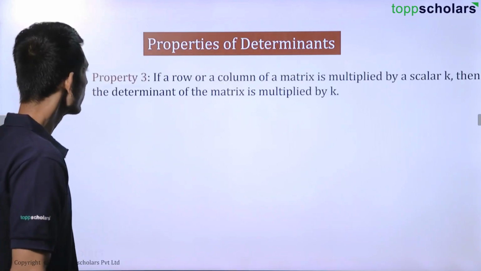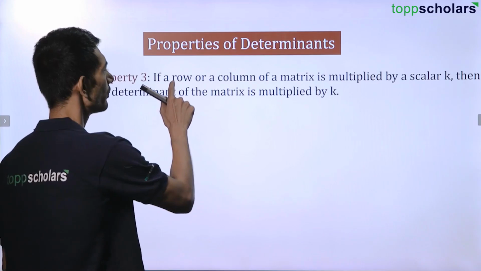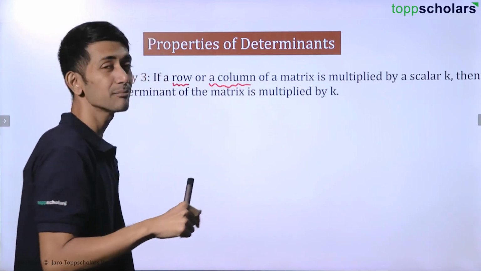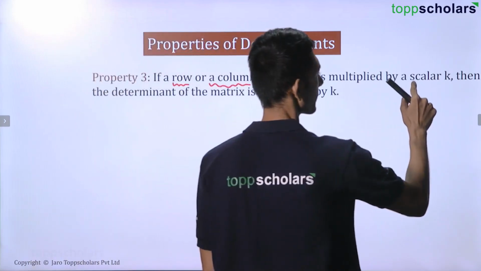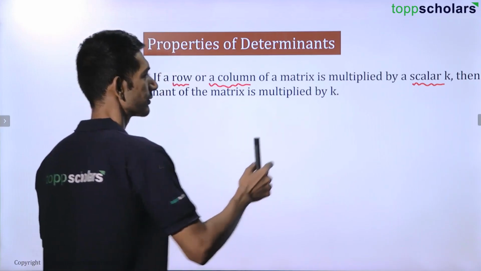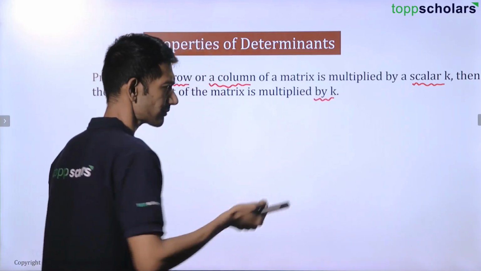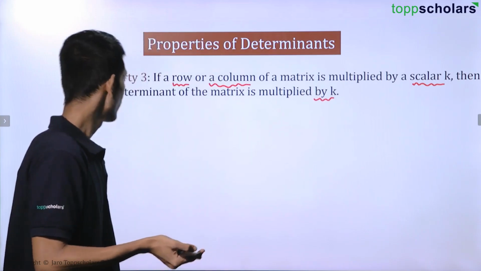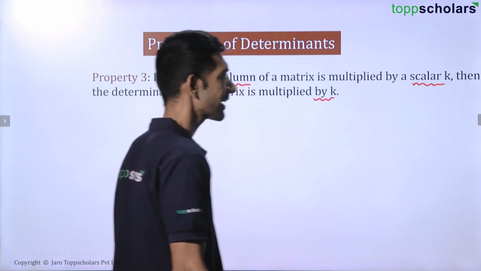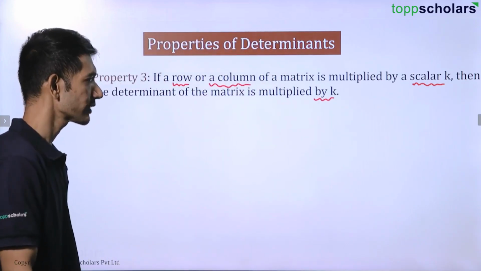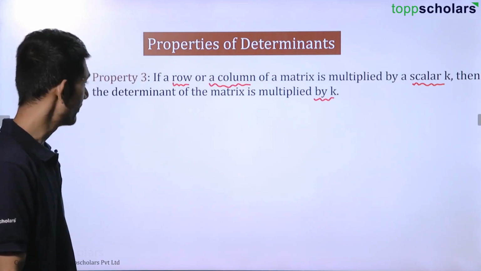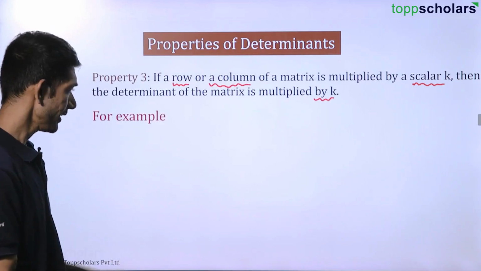Now, let us talk about the third property. If a row or a column of a matrix is multiplied by a scalar k, then the determinant of the matrix is multiplied by k. Very simple and straightforward. If a row or a column of a matrix is multiplied by a scalar k, obviously we are talking about a non-zero scalar here, then the determinant of the matrix is multiplied by k. How? Let us see. So here is an example.